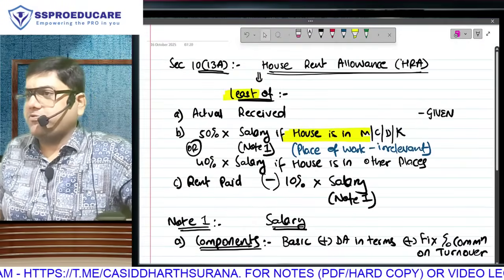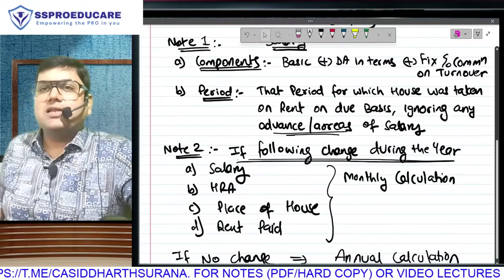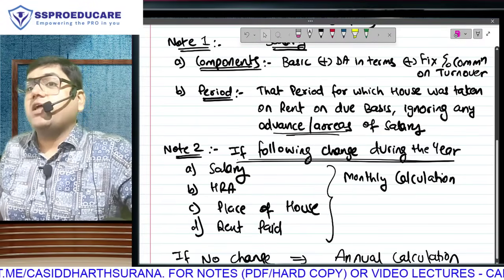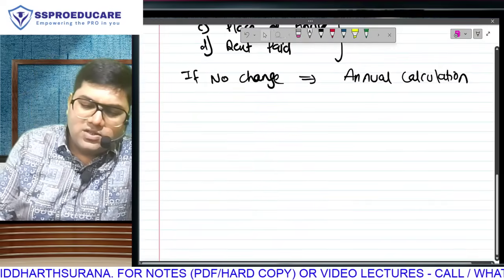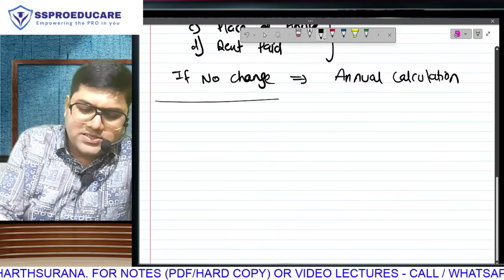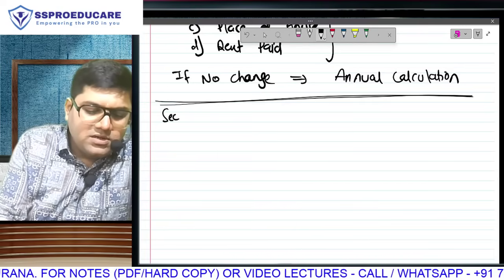Actual 50 or 40 percent of salary based on the place of the house, and rent paid minus 10% of salary. Salary will be taken on a due basis for that period for which you are paying rent, and these are the three components which income tax always takes. Because this, ladies and gentlemen, brings us to the last allowance exemption.